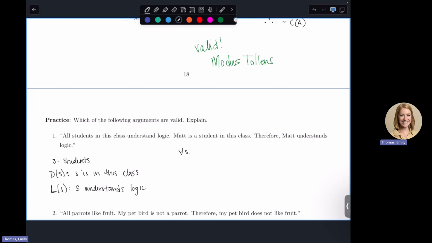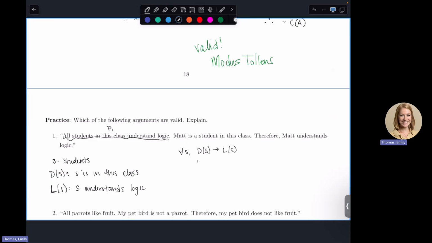For all S, this is an if-then statement. If the student is in this class, then they understand logic. That's premise 1. Okay, so for all students, if a student is in this class, then they understand logic. Okay, that's premise 1. What's that second sentence, premise 2?